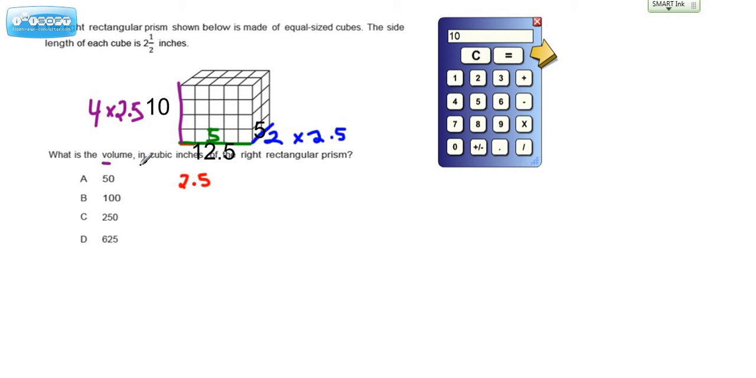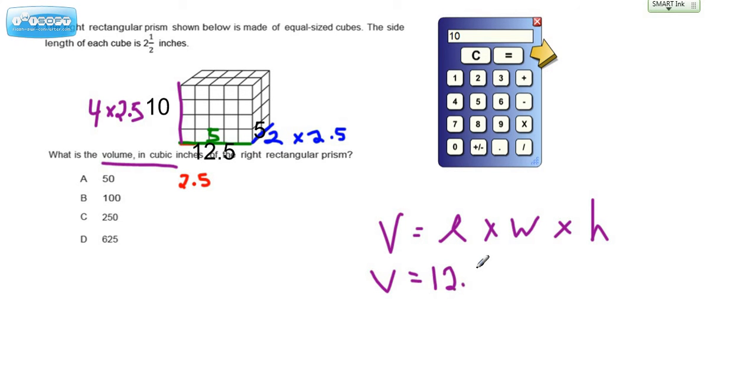Now we're interested in the volume in cubic inches. Volume equals length times width times height. Volume equals, the length on that is 12 5/10 inches. The width is 5 inches. And the height is 10 inches.